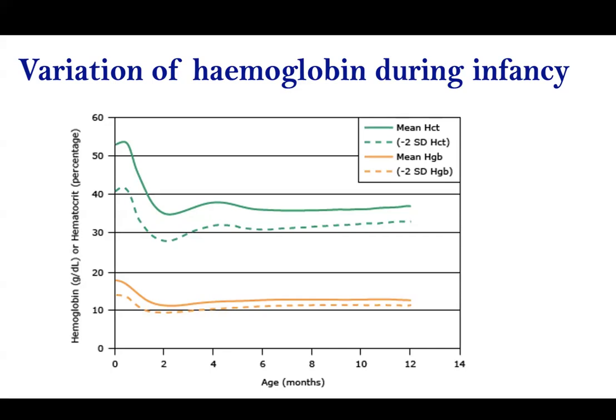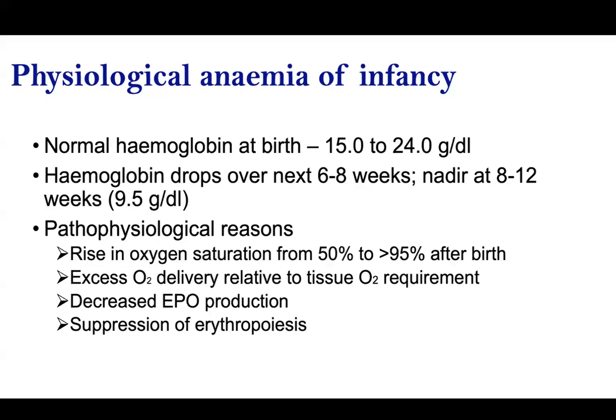After 2 months, the hemoglobin gradually starts picking up, and by 6 months of age, the normal hemoglobin should be about 10.5 grams per deciliter. So what's this physiological anemia of infancy, which is seen during the first 6 months of life? As I have told you, the normal hemoglobin at birth is 15 to 24. And over the next 8 weeks, it drops drastically to very low levels, can even be 9 or 9.5 grams per deciliter. Why does this happen?